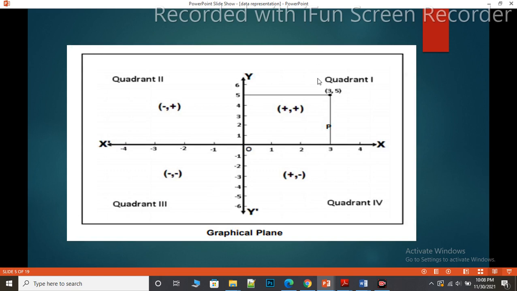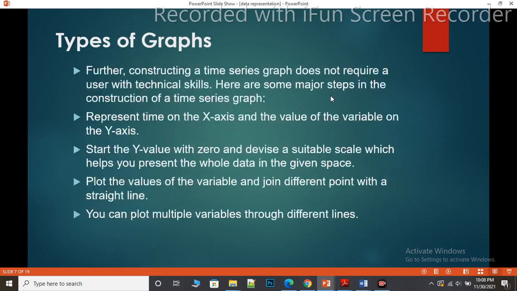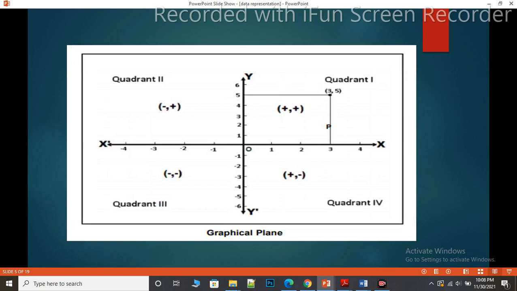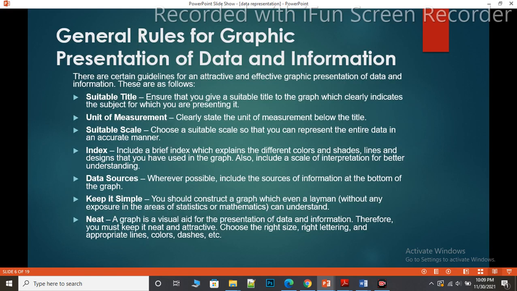This is the graphic representation of that point, which is 3 units away from the y-axis and 5 units away from the x-axis. So this is the graphical plane, and we plot this point in a graph. This is the point in the graph we have plotted. So this is the graphical representation of the data.